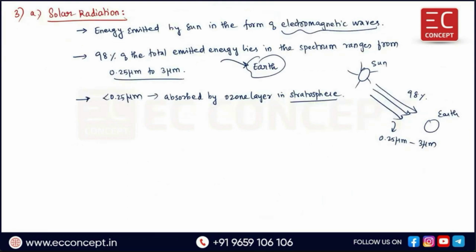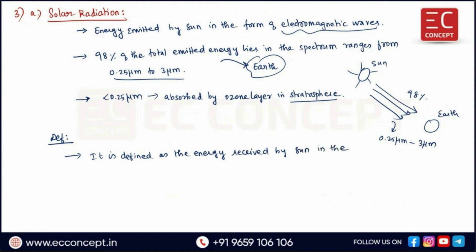We can also define solar radiation, the incident solar radiation. It is defined as the energy received from the sun in the form of EM waves at the Earth surface. So it is called solar radiation.